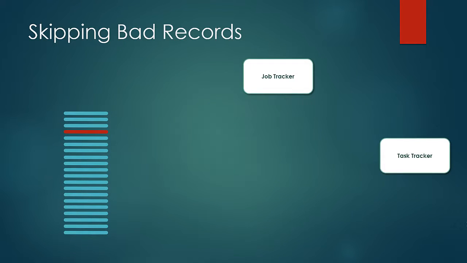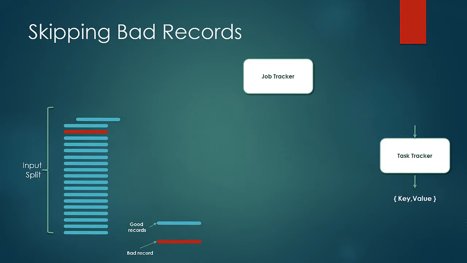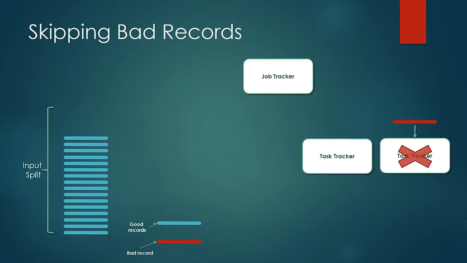Let the lines signify the input records in the input splits, with blue lines as good records and a red line as a bad record. The task would process all the good records to produce key value pairs. As it reaches the bad record, it would fail. Observing this, the job tracker would relaunch the task on another machine to ensure that the underlying hardware or software configuration is not the error causing the issue. The task would process all the good records and would fail at the bad record again.